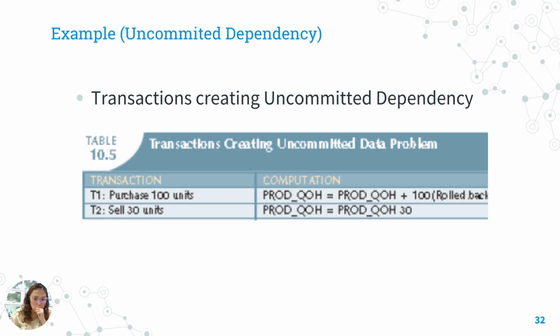So let us illustrate how this problem occurs. We have the same example. Transaction one will add 100 units to quantity on hand, and transaction two will deduct 30 units from quantity on hand. However, at the end of transaction 1, instead of committing the 100 units update, it has been rolled back. So it goes back to its original value, or the last committed update.